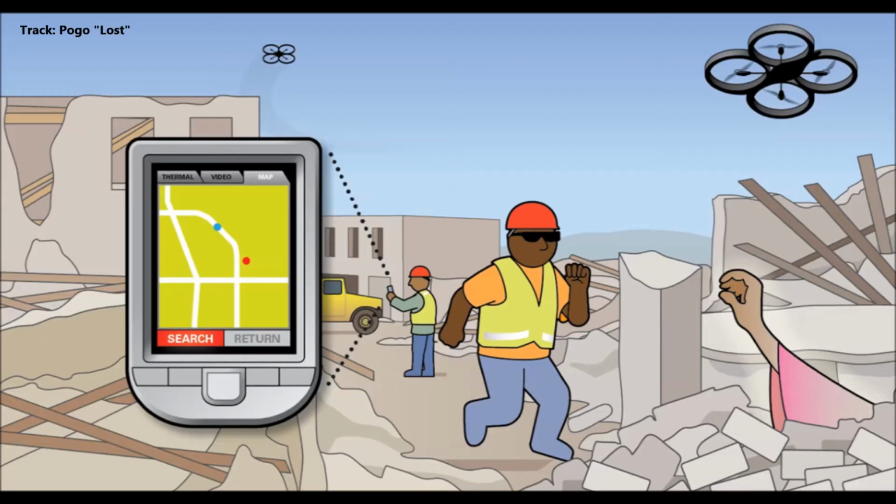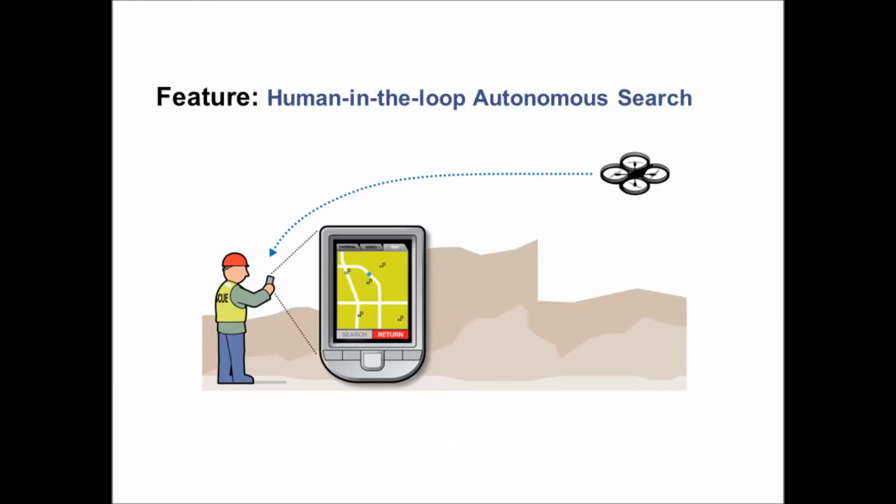The SMASH project at CMU is a hardware and software development effort that aims to provide search and rescue crews with advanced autonomy in support of finding survivors in disaster scenarios. We go about this by focusing on three core features, the first of which is human-in-the-loop autonomous search with a drone swarm controllable by a single human operator.